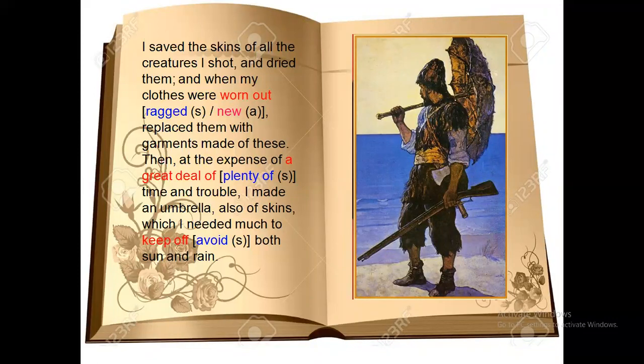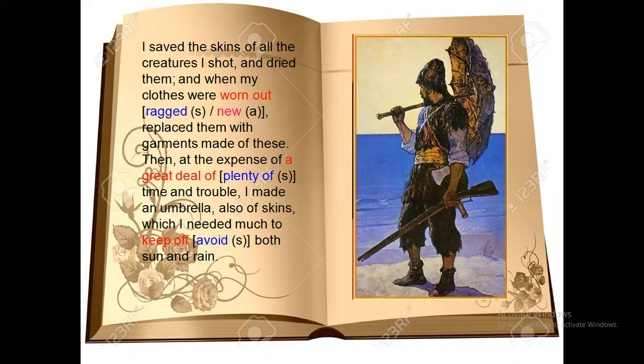I saved the skins of all the creatures I shot and dried them. Now, Crusoe never wasted the skin of those creatures he shot, and dried them. That means in order to protect them, he dried them and kept them, dried them under the sun, or better, tanned them for future use.